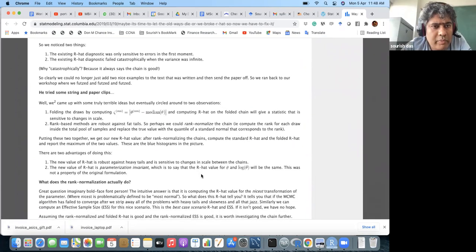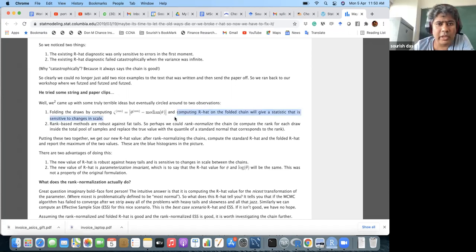Some string and paper clips. We came up with some truly terrible ideas, but eventually circled around the observation that folding the draws by computing this, and computing R hat on the folded chain, will give a statistic that is sensitive to change in scale.